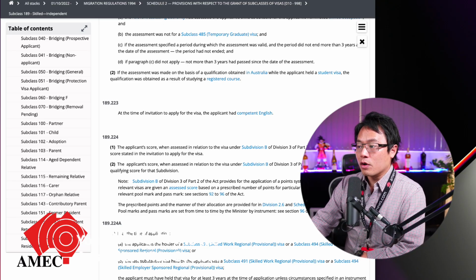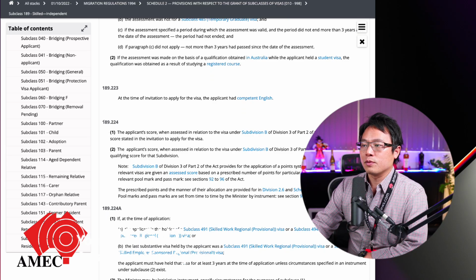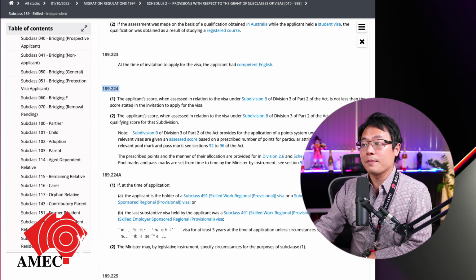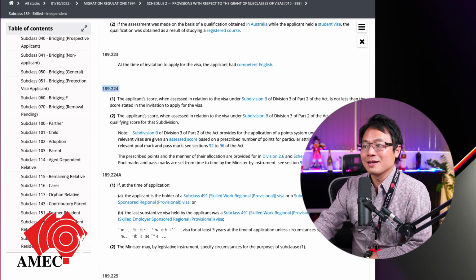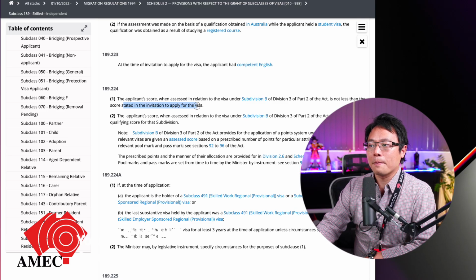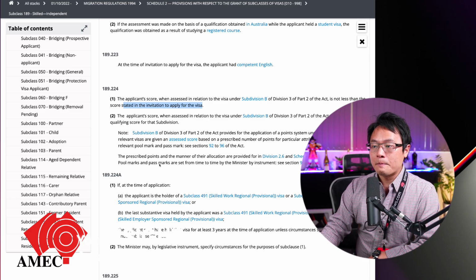189.223, and this will go onwards and onwards and onwards, as you can see with clause 189.224. Continue to say that, but not at the beginning of the clause. It's at the end of the clause. So the stated point is invitation to apply for the visa. So it's actually very, very important.